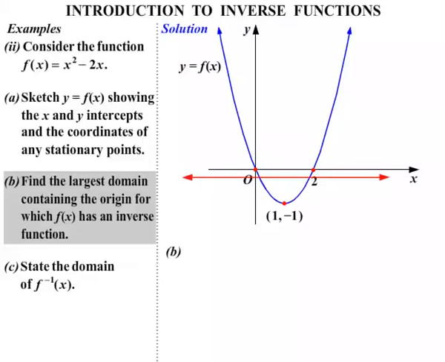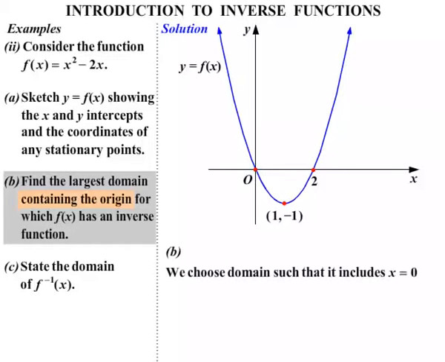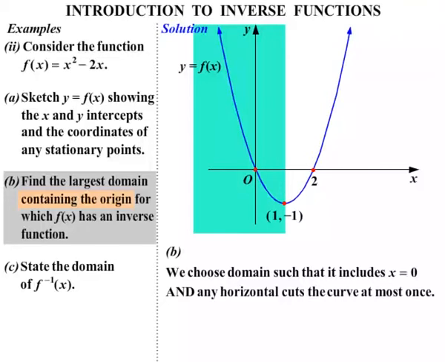Okay, all of those horizontal lines cutting it twice. So we need to restrict the domain in such a way that it contains the origin. So we're going to choose the domain such that it includes x equals 0 and any horizontal line cuts the curve at most once. So that area I've highlighted there, that would satisfy that criteria. It includes the origin, and if we were to construct horizontal lines through that, it would only hit that part of the curve once. So we're going to restrict the domain then to be x is less than or equal to 1.